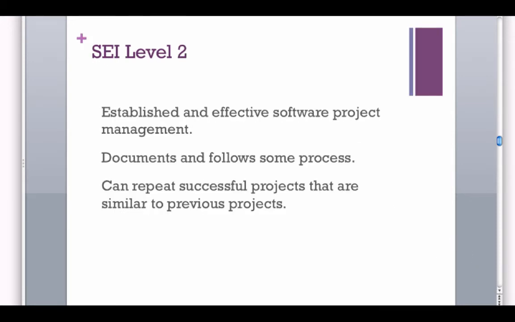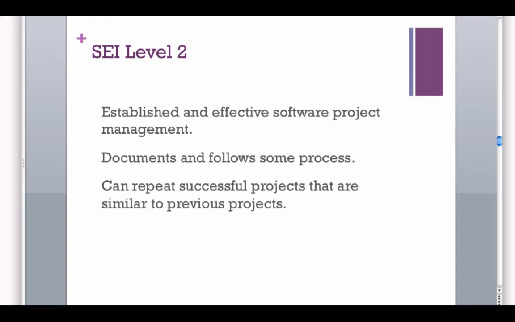Okay, level 2 is a little bit better than level 1. So I'd say by the time I left that group, we were approaching level 2. Although we weren't formally assessed, I think if we were assessed, we would probably be at level 2. And what this means is you have some established and effective software project management. So you document and you follow some process.